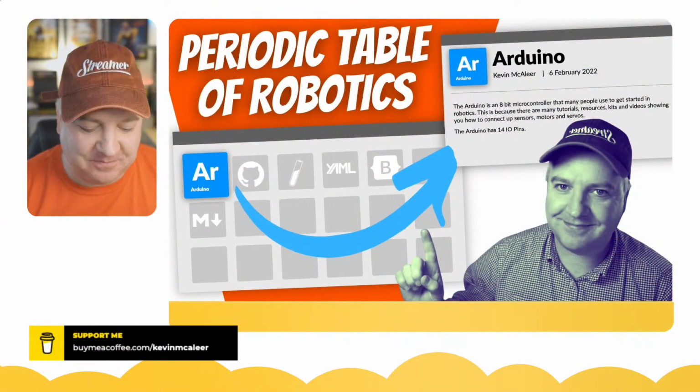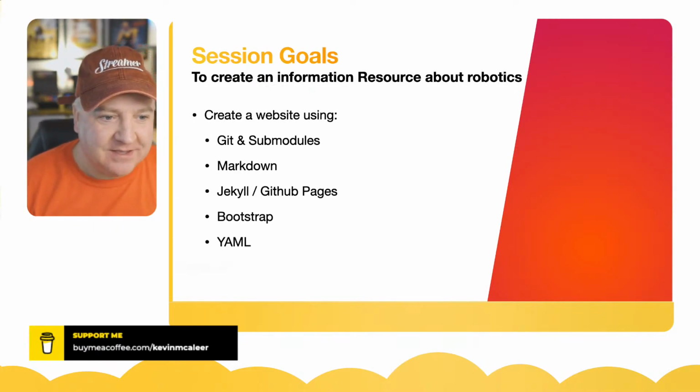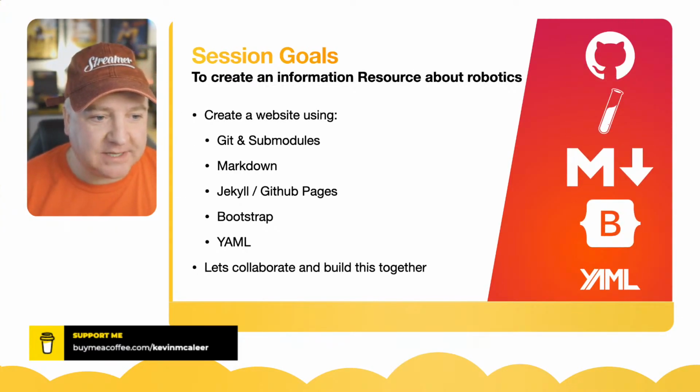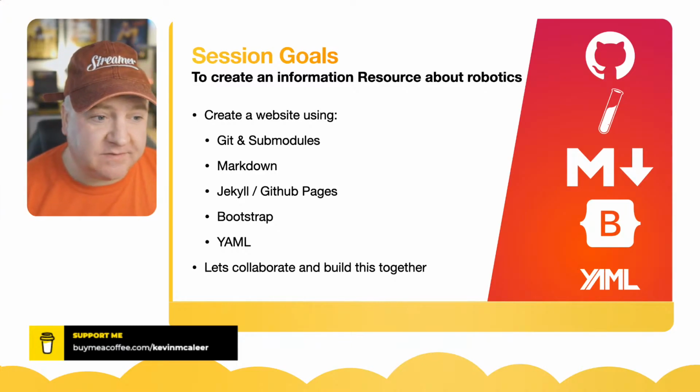Okay, let's get over to our keynote and see what this is all about. Get a sneaky peek there from the thumbnail about what this is about. So yeah, today we're going to be looking at how to build an information resource about robotics, and you can use this for all kinds of different things. If you're creating some code and you want to build some great documentation, you can use this feature too.